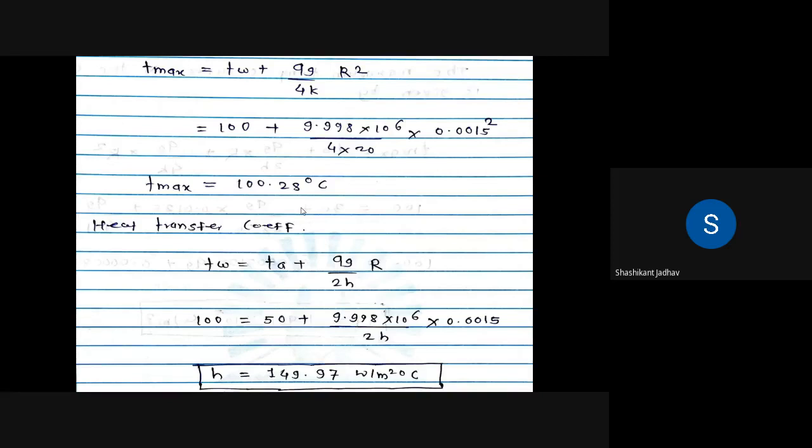For that, we have to use Qg is equal to V into I, or V square by R. Then resistance is equal to rho L by A. By using that, we have to calculate the small qg. So we have to remember these formulas: Qg is equal to V into I, or V square by R, and resistance is equal to rho into L by A. Then it is easy to solve this problem.